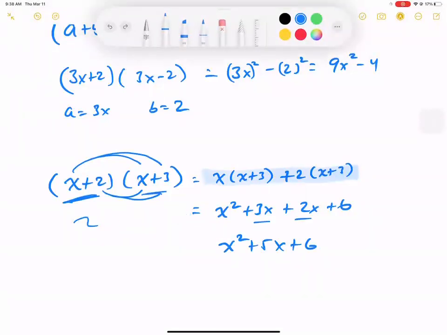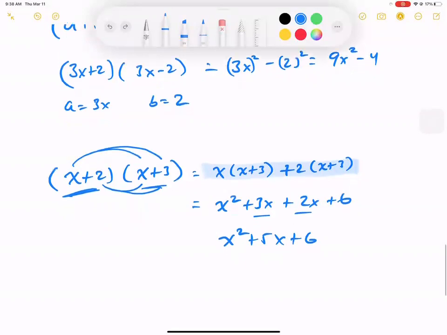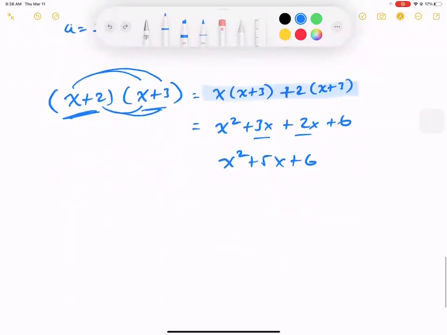What if I'm multiplying by more terms? What if I say x plus 2 times x squared plus x plus 3? What if I'm multiplying 2 terms by 3 terms here? Does this change that much? And the answer is it doesn't change that much. It just gives us more work, right?